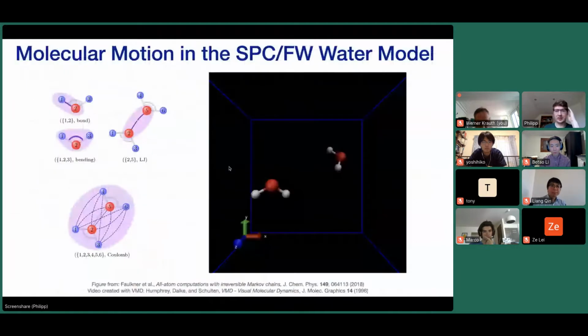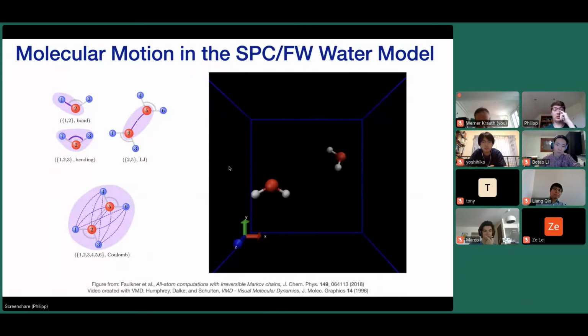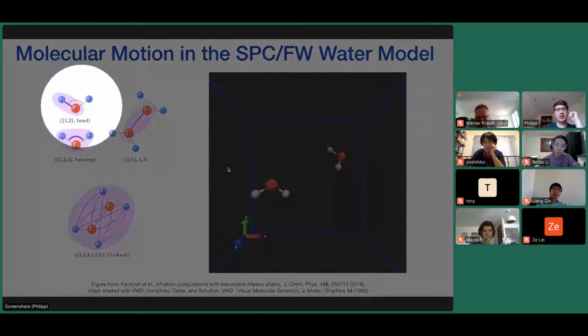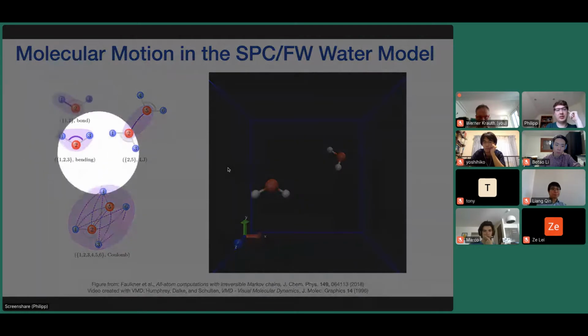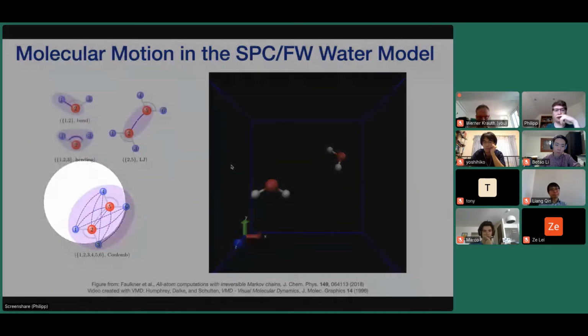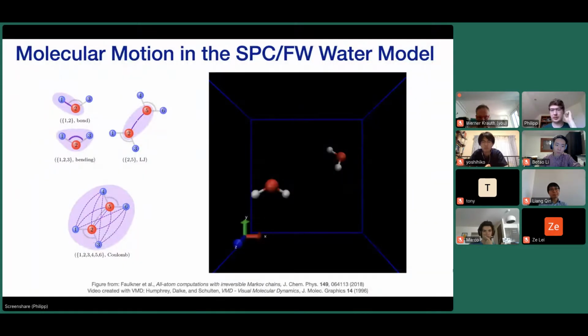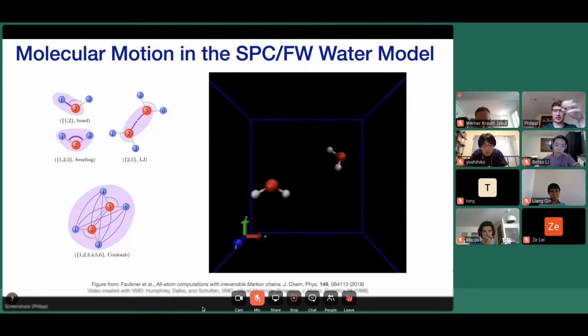And to show this in a bit more detail, now not for the dipole case, but for this SPC FW water model. Just to remind you, the SPC FW water model includes a bond factor in a single water molecule, a bending factor, a Lennard-Jones factor, and a Coulomb factor. Let me move this away. And so I've created the configuration file and set up the script to change between these modes.